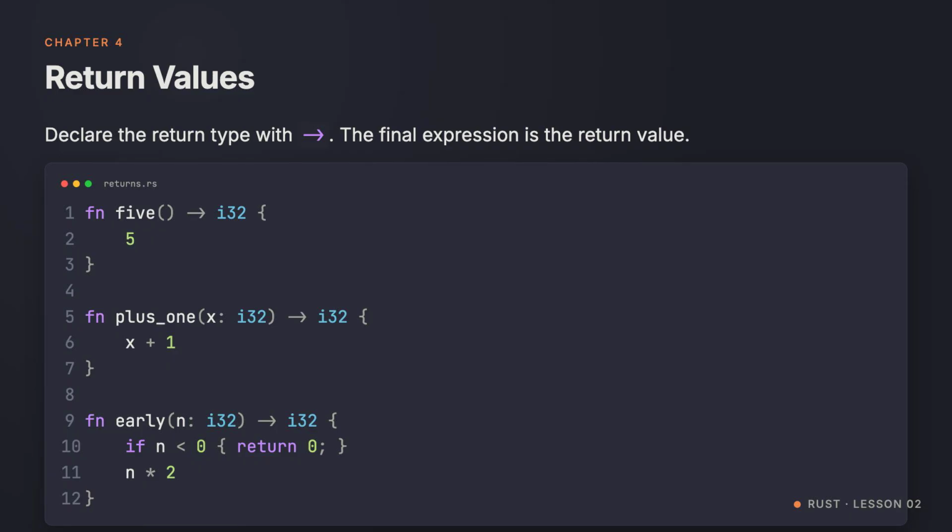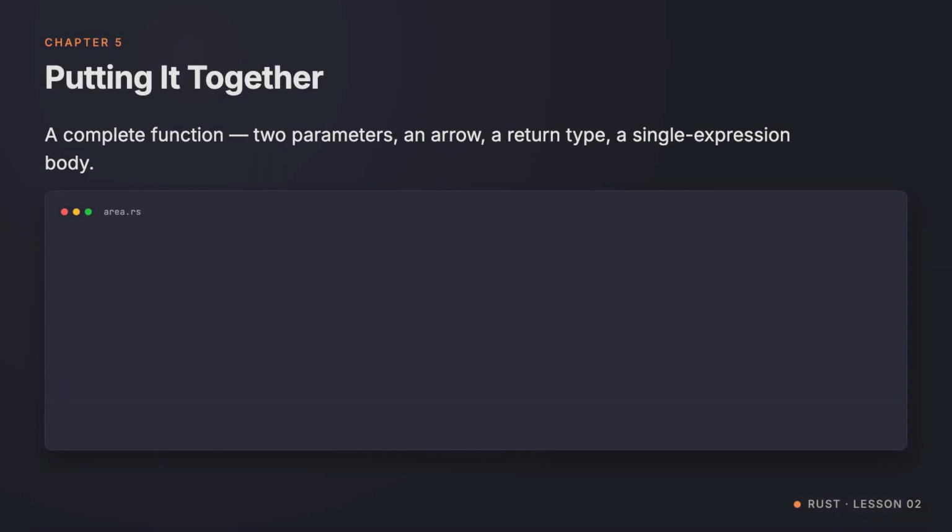If a function doesn't return anything meaningful, its return type is the unit type, written as empty parentheses. But you rarely need to write that out, since it's the default. Let's put it all together.